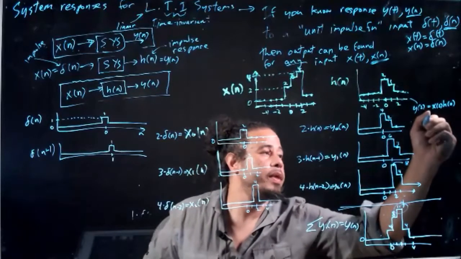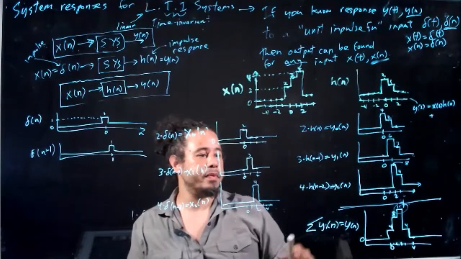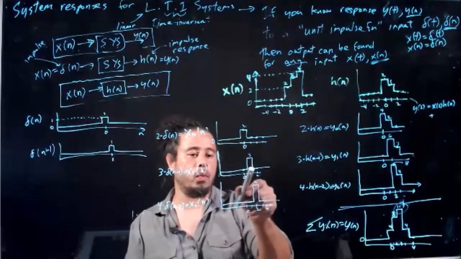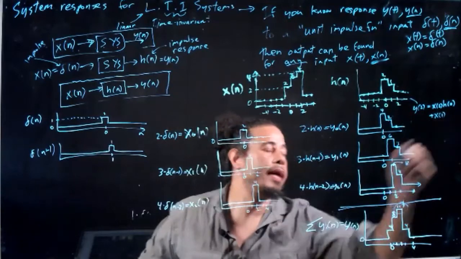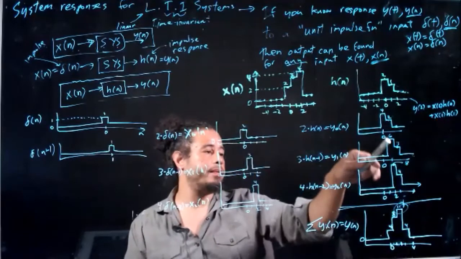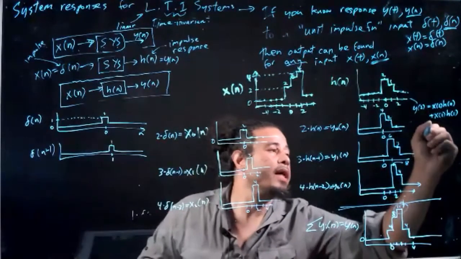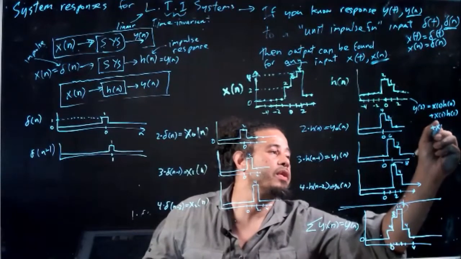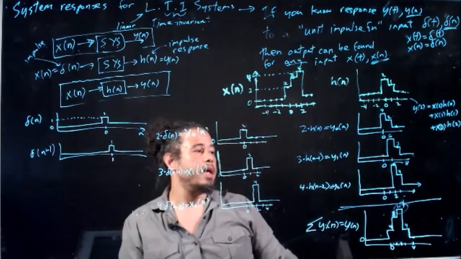And to that we add this 3. Where this 3 comes from is x1, which is at time step 1, multiplied by h of 1, which happens to be 1, to give us 3. And then analogously, for this last term, which turns out to be 0, what we're doing is we're going to add x of 0 multiplied by h of 2. And those are the things that we're going to add up.